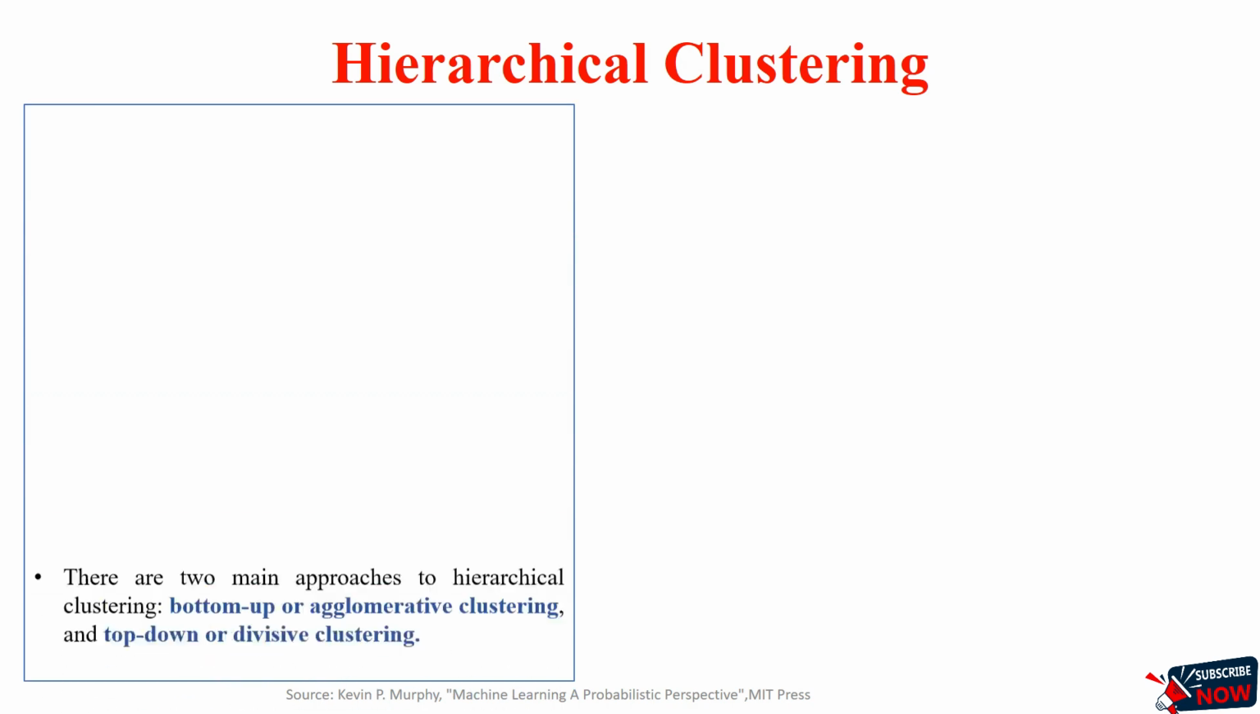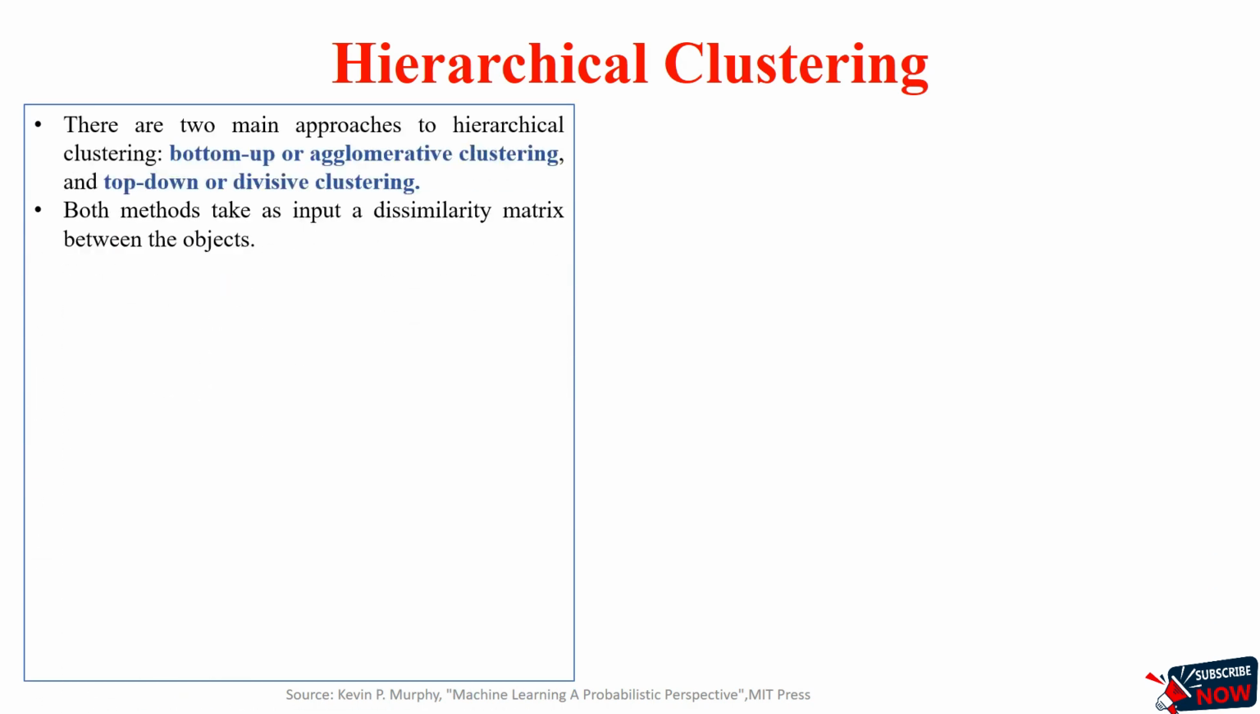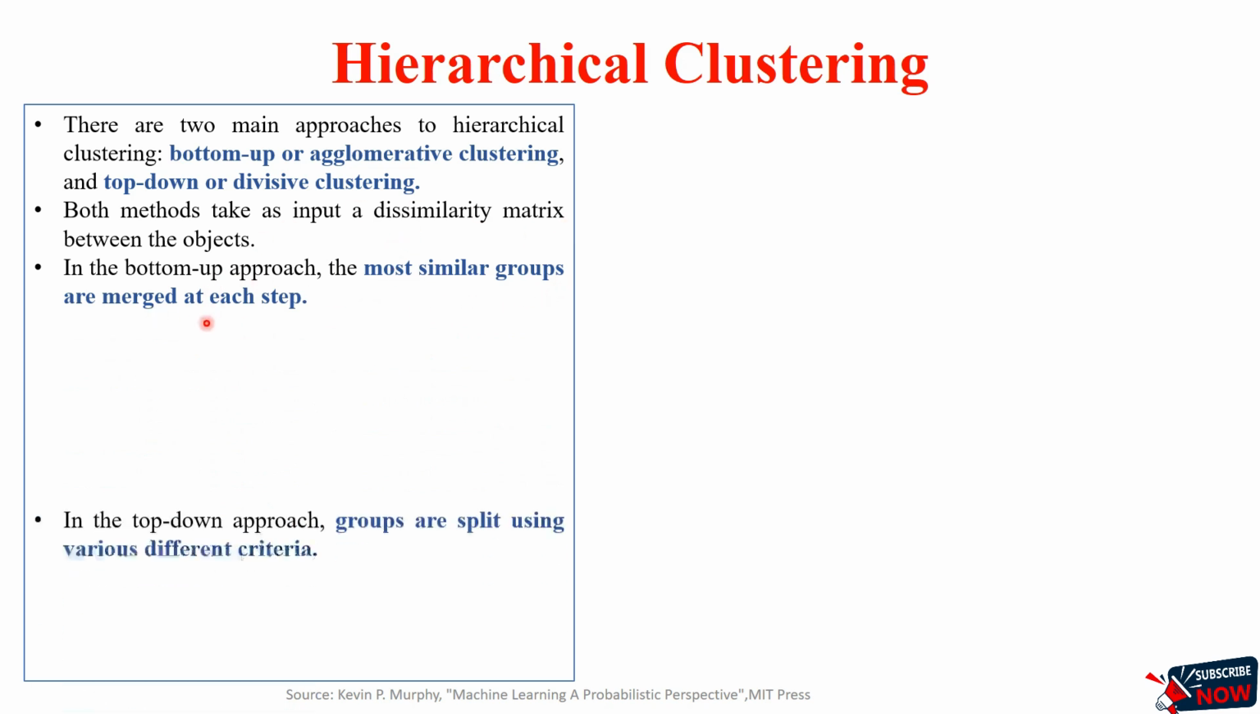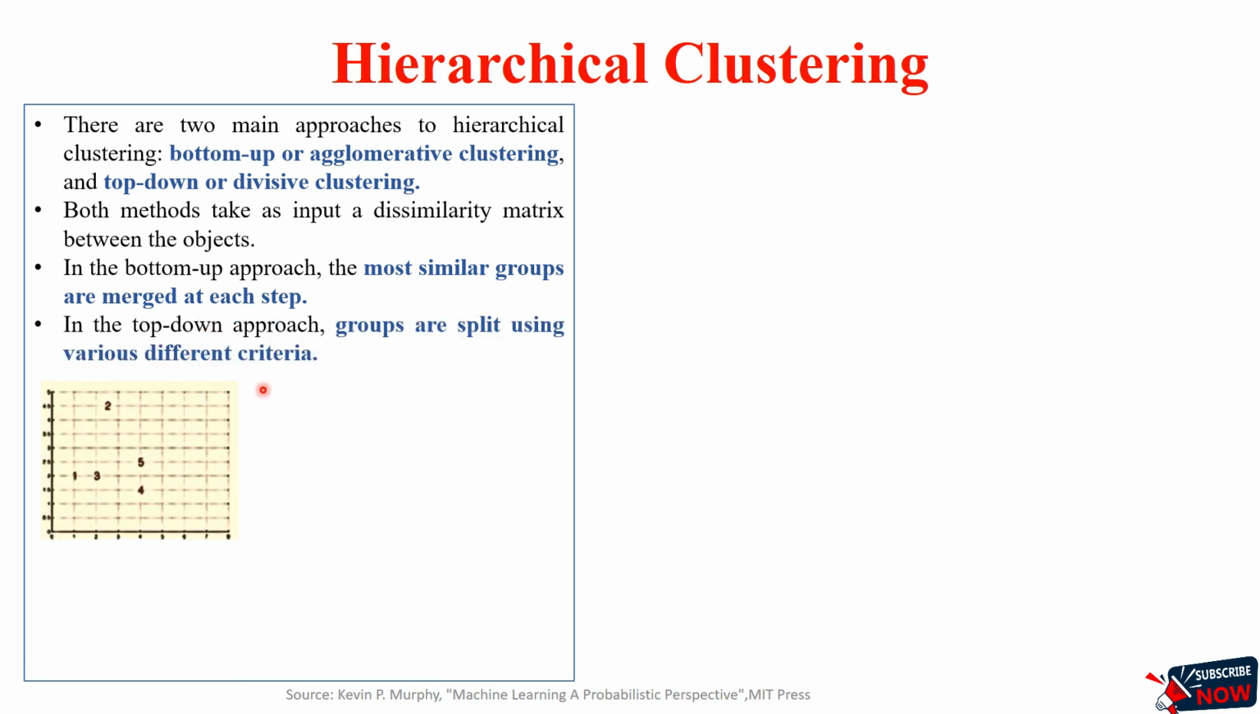Hierarchical clustering. There are two approaches to hierarchical clustering. One is the bottom-up approach, agglomerative clustering. The other one is the top-down approach, that is divisive clustering. Both methods use the dissimilarity matrix as input. In the bottom-up approach, the most similar groups are merged at each step, whereas in the top-down approach, the groups are split using different criteria.